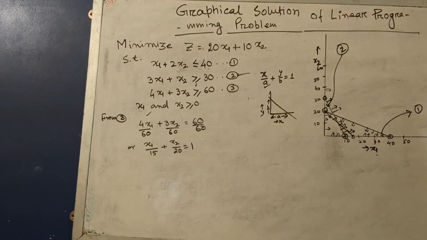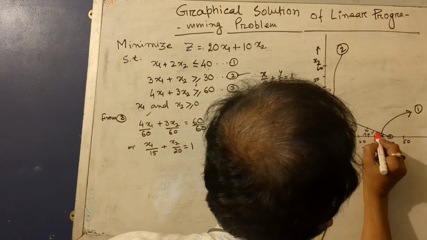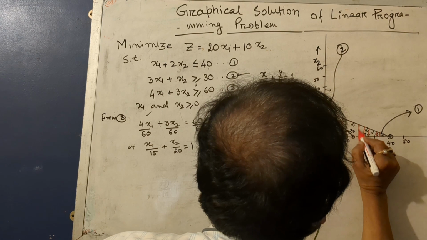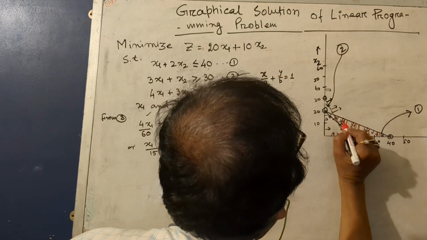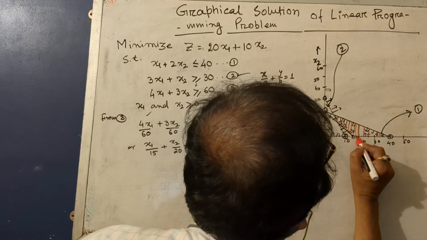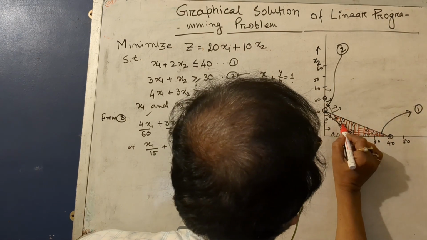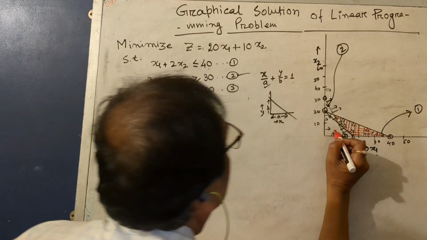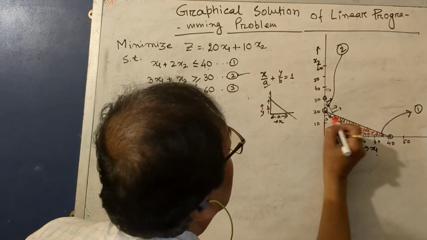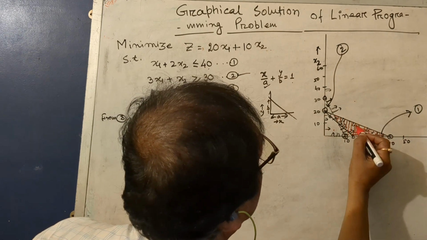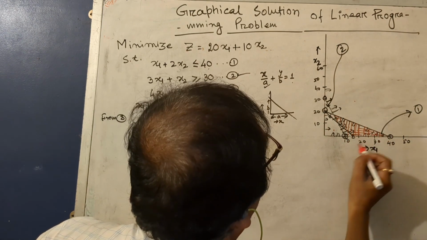That means your solution will be in this common area, where all the conditions are satisfied. This is the area. Your solution will be within this area. The solution cannot be in this place, because this is less than type, this is greater than type, this is greater than type. This is the common place.